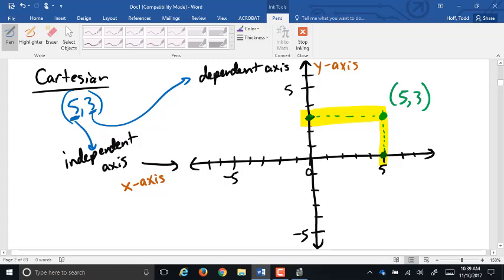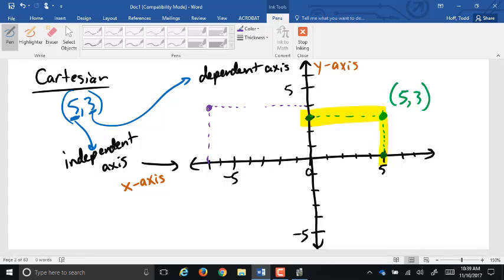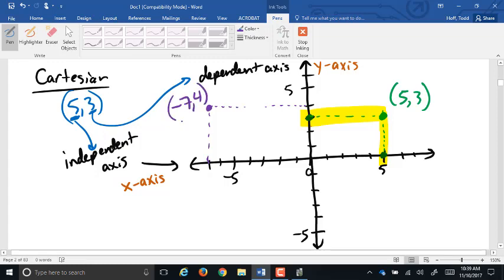Let's just try a couple of examples here. What would be the coordinate of that point there, the ordered pair for that point? -7, 4. Good. How about this one? -2, -4. Good. That independent axis, so the horizontal axis, always comes first.